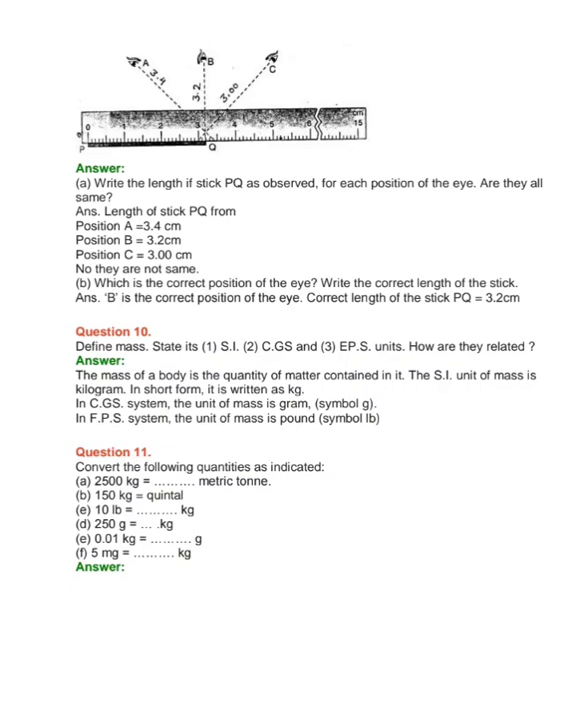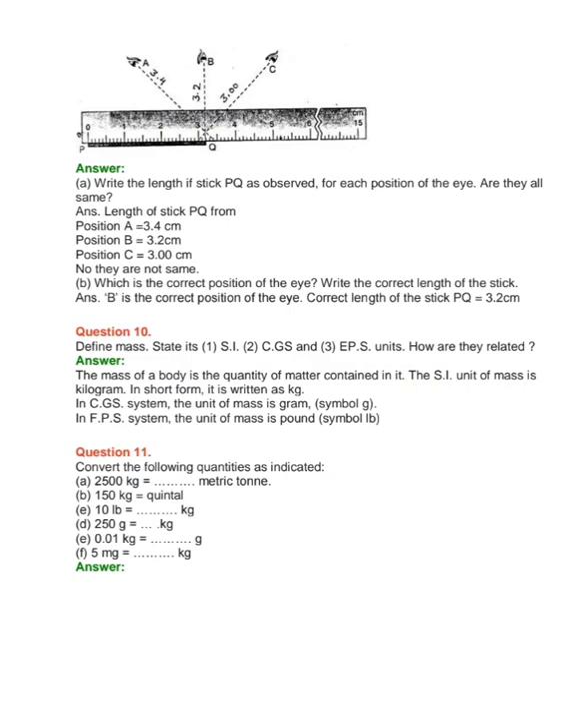Question B. Which is the correct position of the eye? Write the correct length of the stick. Answer. B is the correct position of the eye. Correct length of the stick PQ is equal to 3.2 cm. Question number 10. Define mass. State its SI, CGS and FPS units. How are they related?